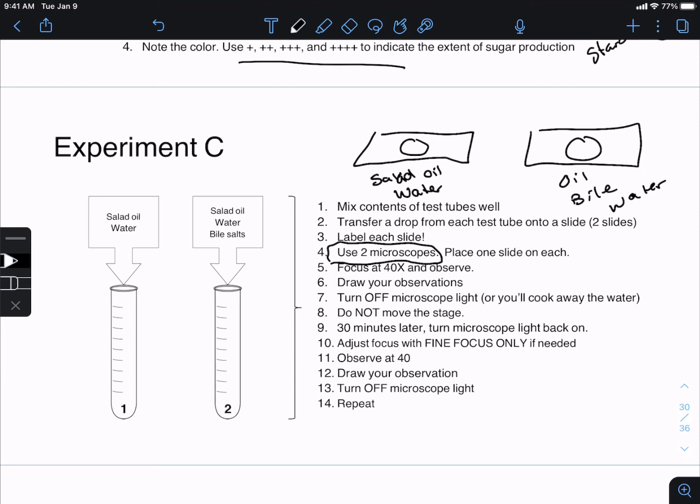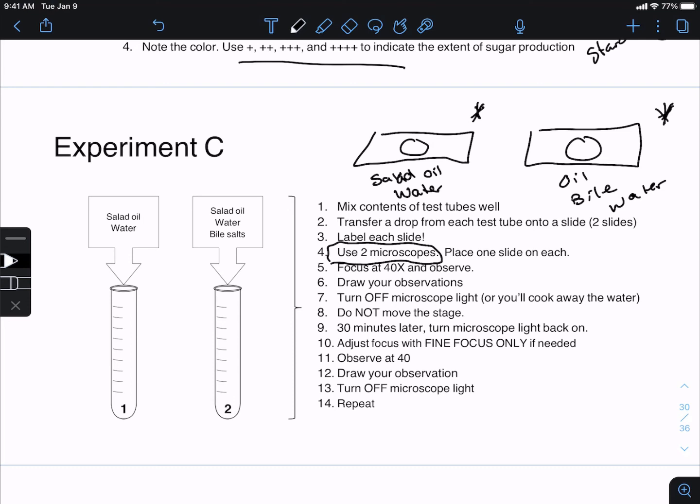Set both of the microscopes up on your desk, and in one microscope put a little sticky note on it if you can find one, or some kind of little piece of paper that you just slide under it so you can keep track of which slide's which. One microscope you're going to place the salad oil and water slide on. The other microscope you're going to place the bile and oil and water slide on. And you are going to focus both microscopes, and you're going to observe at 40x, and you're going to draw your observations.